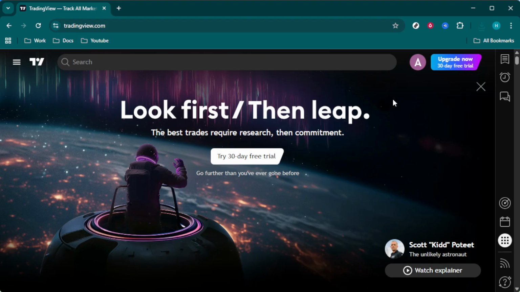As you arrive at the homepage, you'll notice a variety of products and tools that TradingView offers. It's structured to provide everything a trader might need, from charts to social trading ideas. Take a moment to familiarize yourself with the layout. Once you're comfortable, let's explore the different sections.